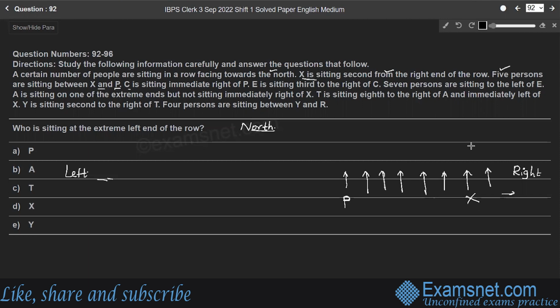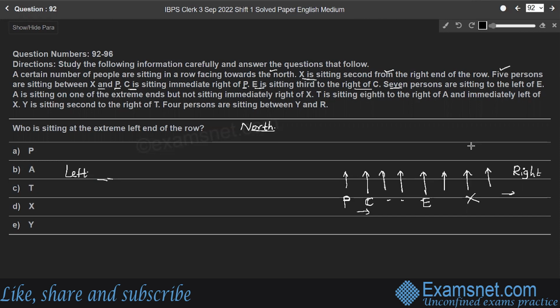Next point, C is sitting immediate right of P. Immediate right of P means here. So C is sitting here. Next point, E is sitting third to the right of C. Third to the right means first, second, third. So E is sitting third to the right of C.